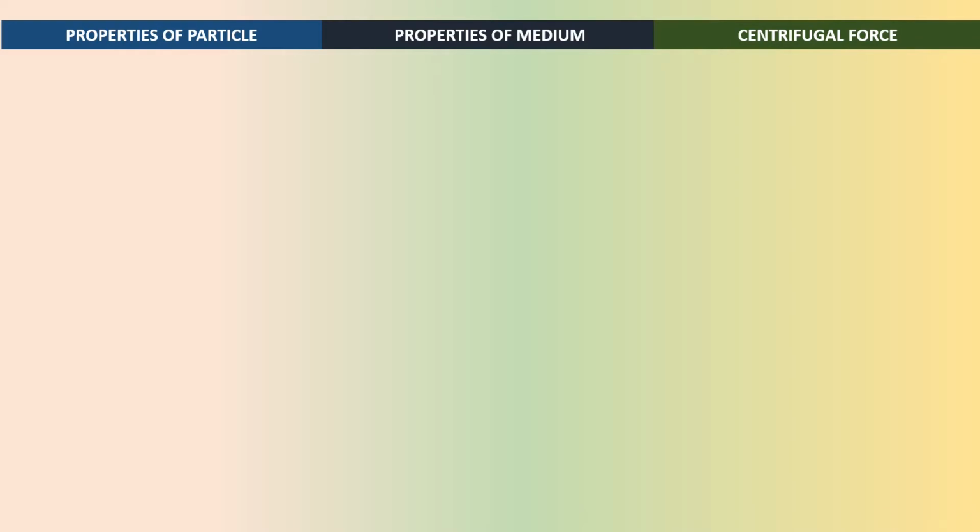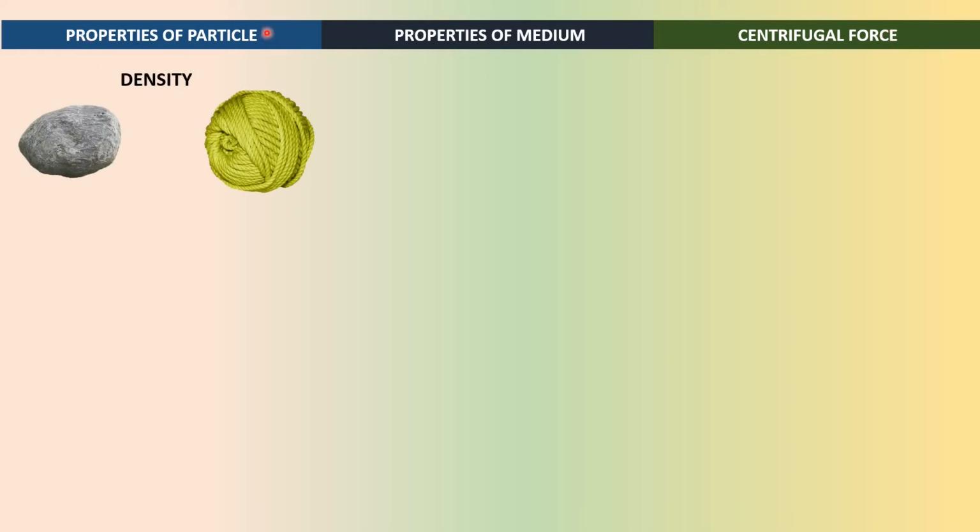So what affects centrifugal forces? There are three properties that affect centrifugation. One is the properties of the particle, the second is the properties of the medium in which the centrifugation is happening, and the third is the centrifugal force, that is, how strong is the force that you applied. Under properties of the particle, the first thing that we talk about is particle density. So just common sense dictates that if you have something that is denser, for instance a stone compared to a ball of yarn, the stone would settle much faster.